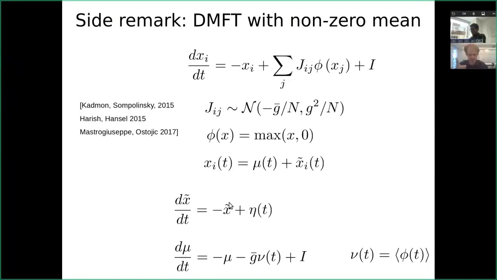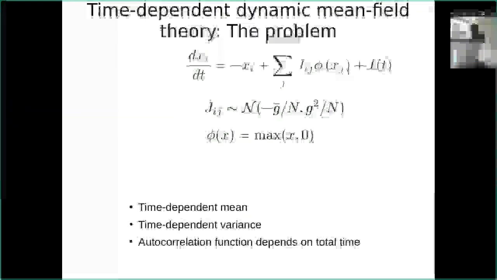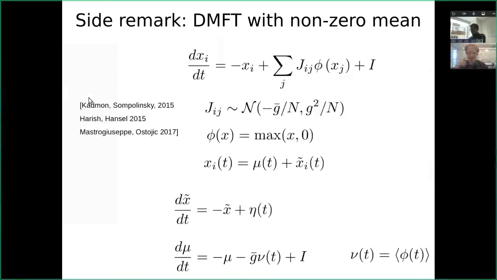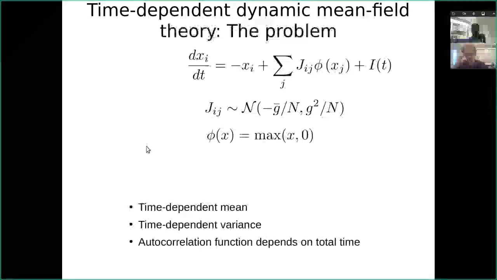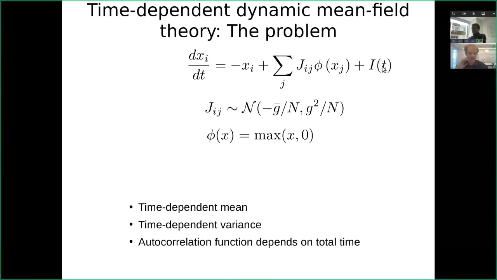So you have to solve two equations self-consistently. You need to make sure that the variance, the mean, and the autocorrelation are self-consistent. Again, this has been done before by Katman, Harish Hansel, and Giuseppe, but for us it's a little bit more tricky because now we have a time-dependent mean. If all neurons receive the same external input, we have a time-dependent variance, and we have an autocorrelation function which not only depends on the relative time distance, but on the two total time points.